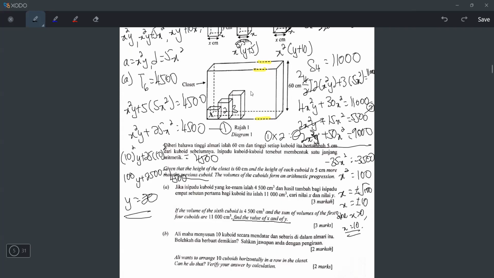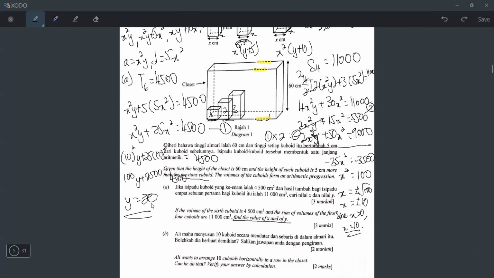All right. It means what I can do is find the height of the 10th cuboid. If the height of the 10th cuboid is below 60 cm, it means it can fit nicely here. But if the height is more than 60 cm, then we have a problem because it will be outside the closet already. It means it cannot fit. We don't have to care about the length because they put the dotted line here. This dotted line shows that the closet can be any length. It's not fixed, but the height of the closet is fixed. So we use the height to help us, right?